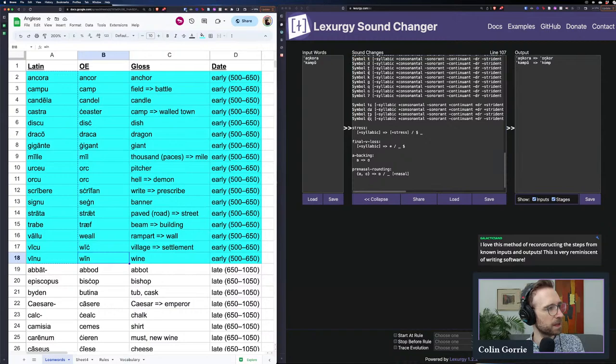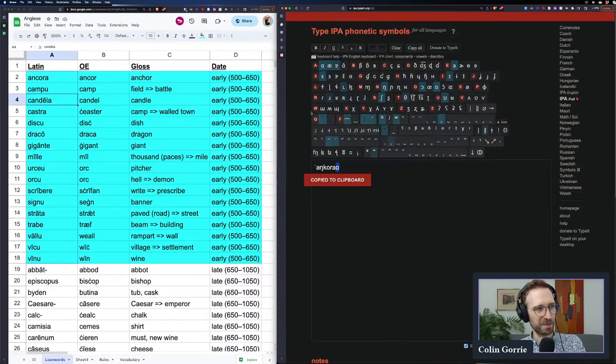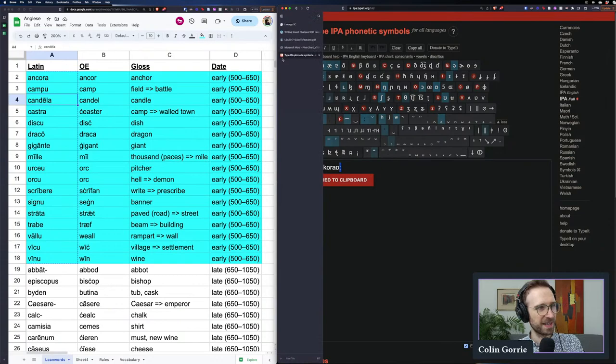So candela. Candela. Yes. It seems I'm not the only one who thinks that this is somewhat reminiscent of writing software. Candela. We need our long mark, our proper IPA long mark. There we go. And delightfully, here it is. Candela.